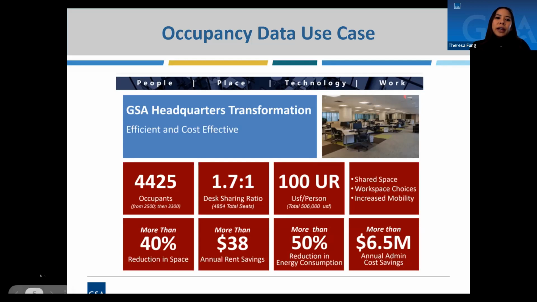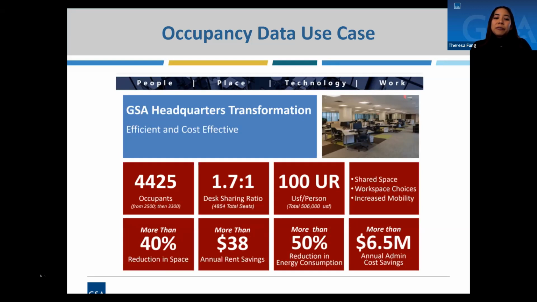And the result of that was that we reduced annual rent expenses by over $38 million per year. We did that by using a 2-to-1 desk sharing ratio. And that's when we achieved that 100 UR rate pre-pandemic times for that over 40% space reduction. And we did that with minimal impact to how people were using the space, and because not everyone was coming to the space on a regular basis, desk sharing was really effective.